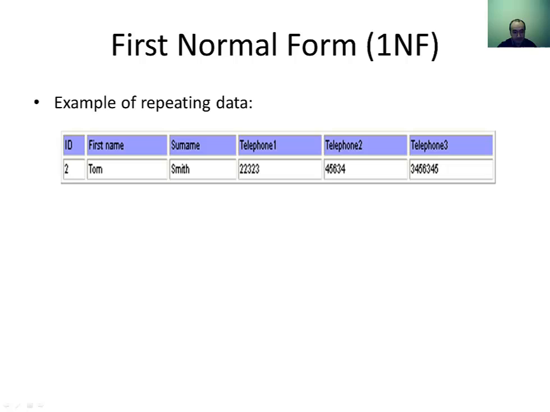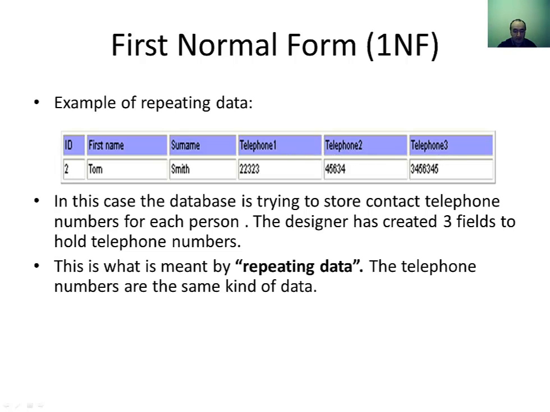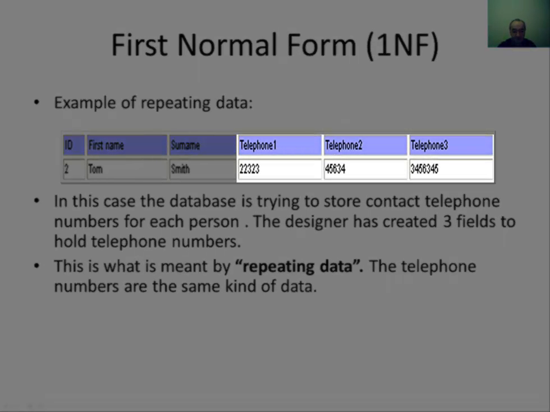Example of repeating data. In this case, the database is trying to store contact telephone numbers for each person. The designer has created 3 fields to hold telephone numbers: Telephone 1, telephone 2 and telephone 3. This is what is meant by repeating data. The telephone numbers are the same kind of data.